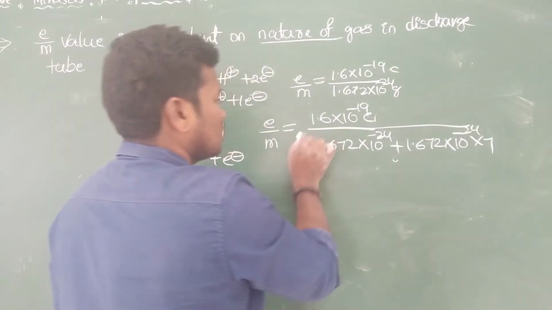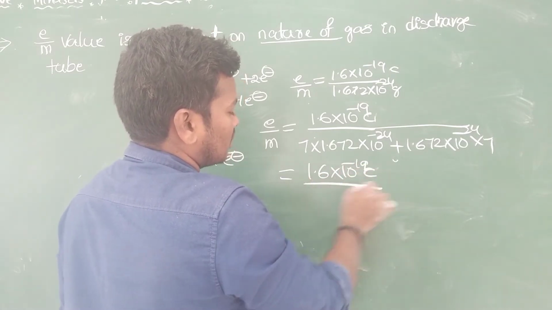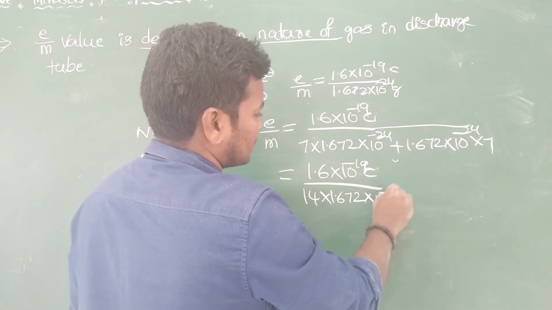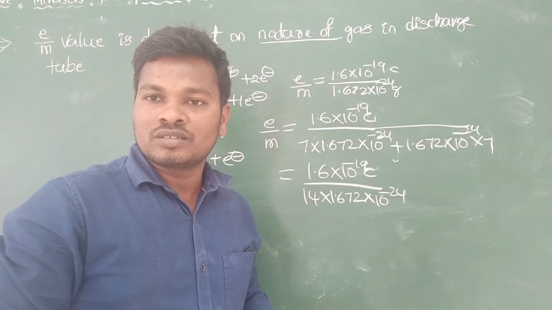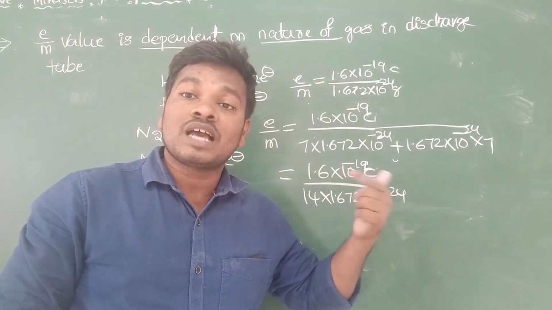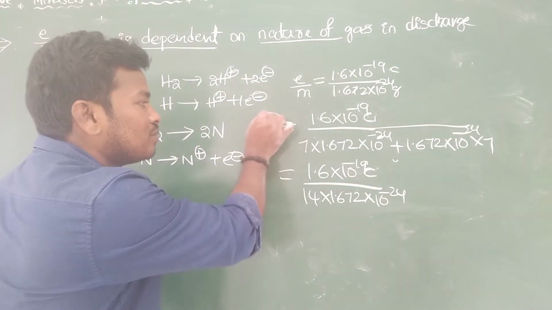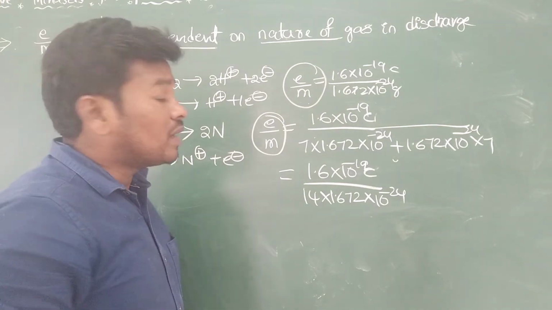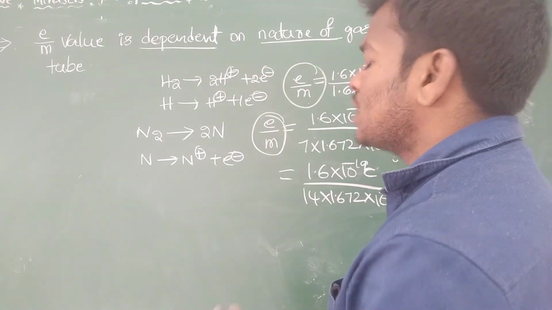This is the mass. So 1.6 into 10 to the power of minus 19 coulombs upon 14 into 1.672 into 10 to the power of minus 24. Hydrogen doesn't have a neutron, but nitrogen has neutrons. Only protons are there, but compared to hydrogen, nitrogen has more protons, so nitrogen has more mass, and automatically we will get an E by M value different from that of hydrogen. But the E by M value of hydrogen is maximum when compared to the other gases.